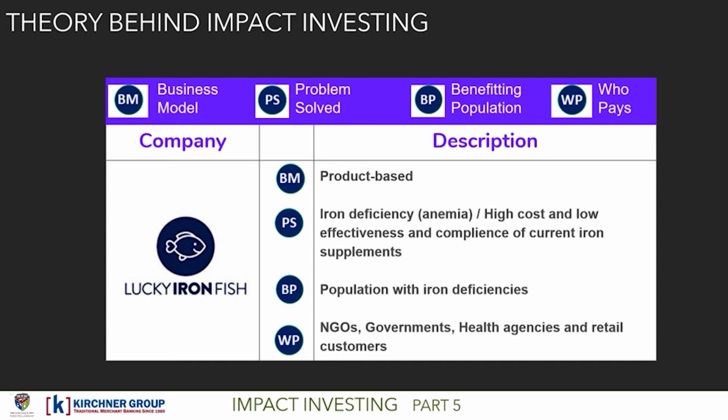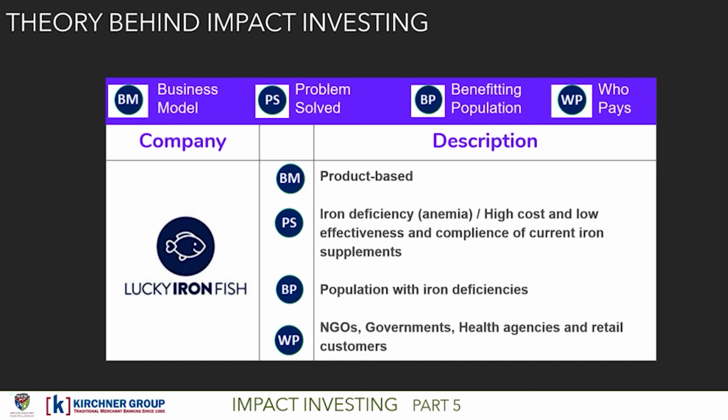In this case, who pays tends to be different to the benefited population. Normally, these fish are acquired by NGOs, governments, and health agencies from around the world, and small portions of fish are sold online to the final customer. Even though this might seem like a very simple solution, they have received investing from different sources, since they are solving a problem and making money with it.